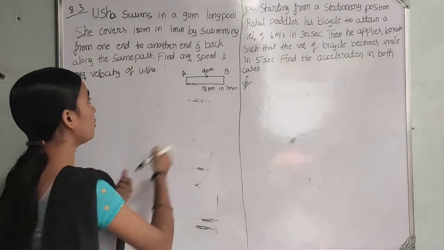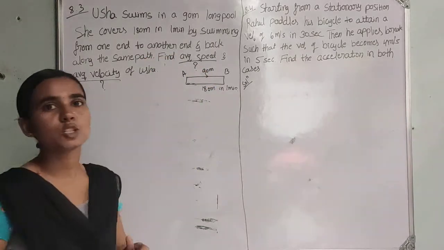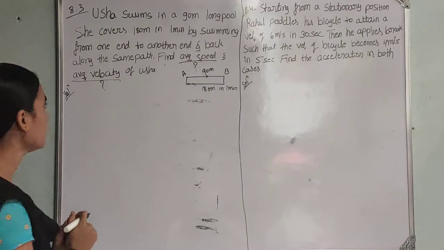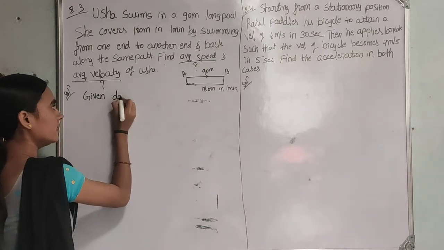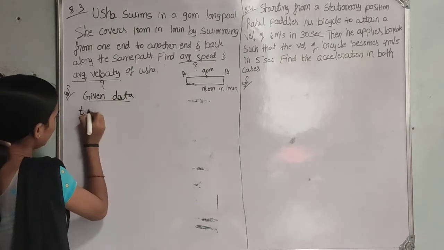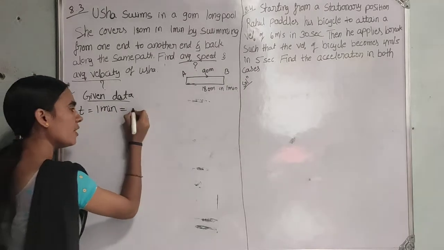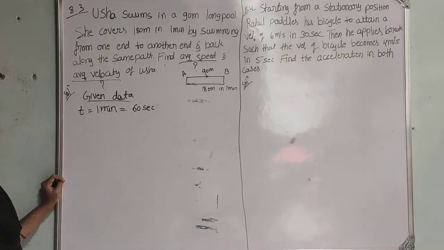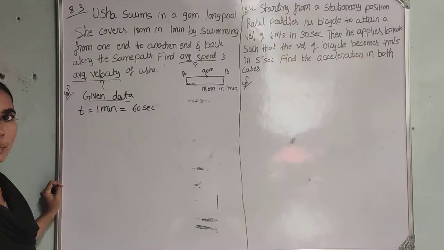So here we have to find the average speed and the average velocity. Before solving the problem we have to write the given data. What is given? First, the time is 1 minute. Whatever the minutes are, we have to convert them into seconds, that is 60 seconds. We know that 1 minute is equal to 60 seconds. If they give 2 minutes, we multiply by 60: 2 into 60 is 120 seconds.